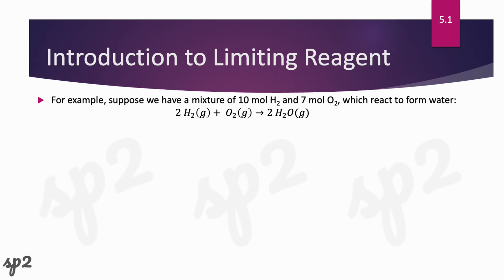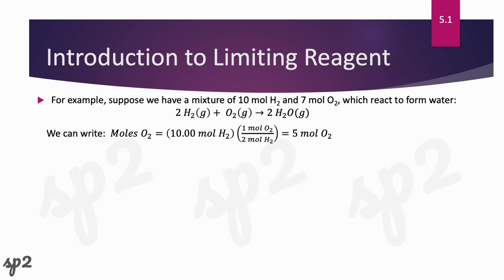Now, let's take a look at examples. Here it says we have a mixture of 10 moles of hydrogen and 7 moles of oxygen gases. We're going to let them react so they can make water molecules. This is your reaction, and again, it has to be balanced. The reaction is already balanced.